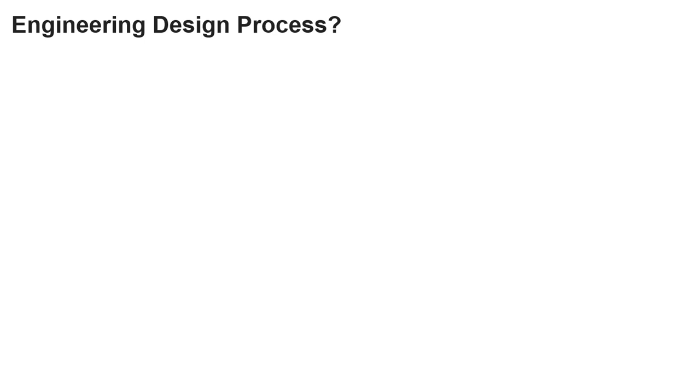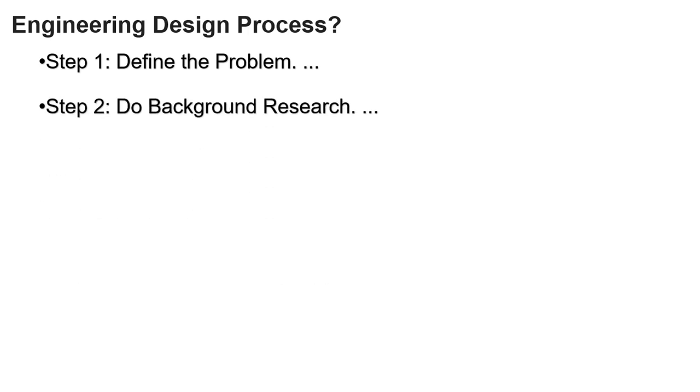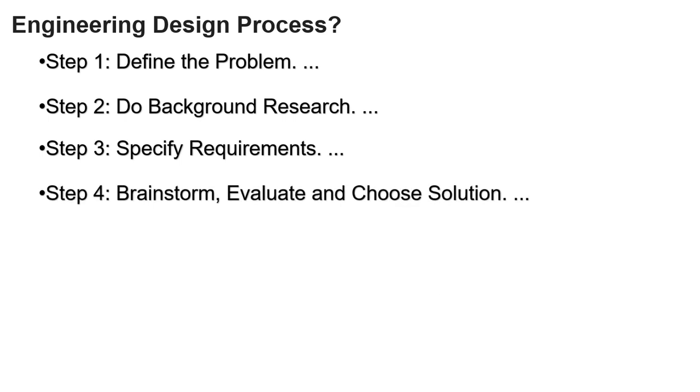It has 7 steps. Step 1 is define the problem. We find the problem in the existing model. The second step is do background research about the problem. Third is collect specific requirements to solve the problem. Fourth step is, with the collected information, we brainstorm, evaluate, and choose a perfect solution for it.